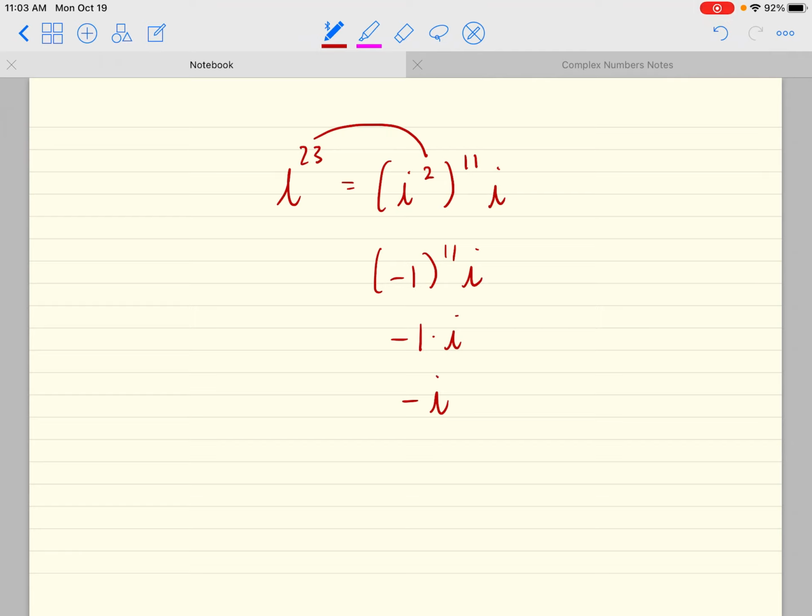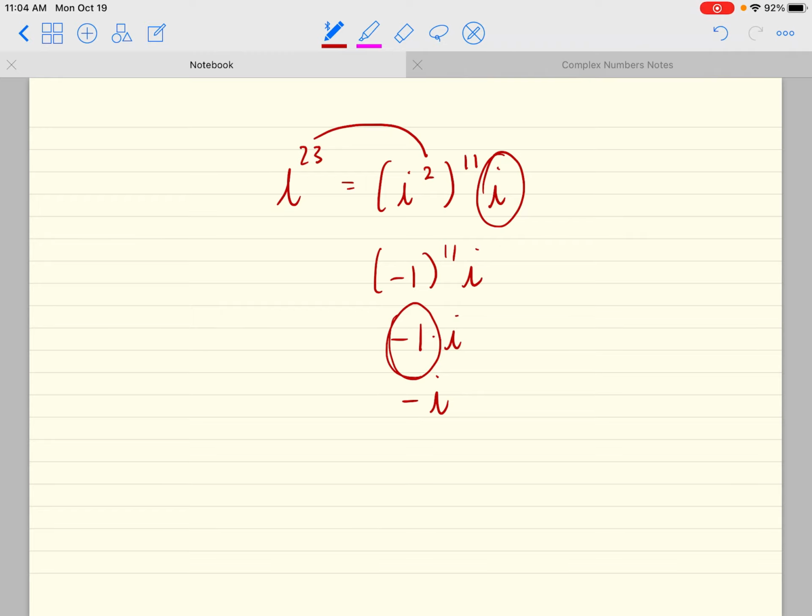Okay? And then this process would just repeat. So if we have a higher power of i, what we want to do is figure out how many i squareds, how many negative 1s are in there that we could get rid of, and then all we're going to be worried about is what's left over, right? And if we have an even or odd number of i squareds to make either a negative 1 or a positive 1.